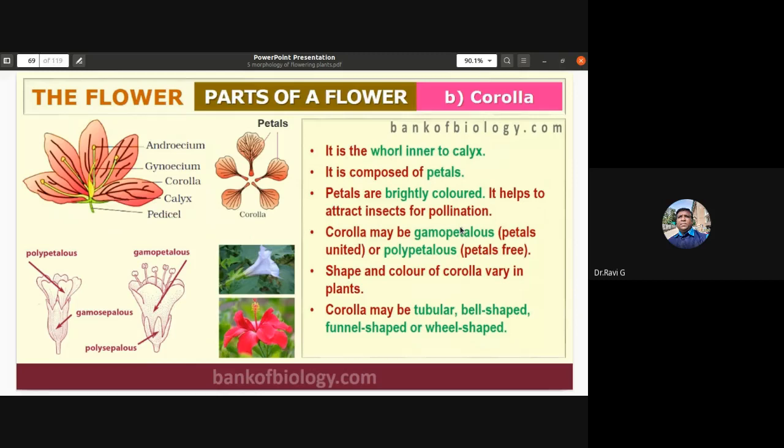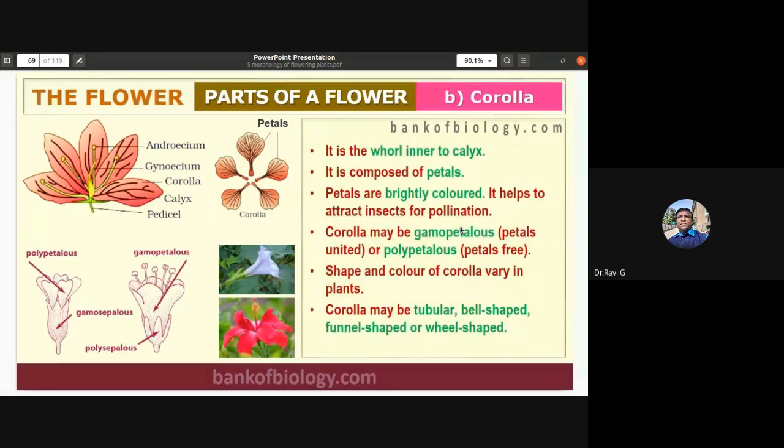Next is corolla. What is corolla? Corolla is a collection of petals. The individual unit of corolla is petal. That is how we define. If they ask you to define petal, petal is the individual unit of corolla. Define sepal: sepal is the individual unit of calyx. So you should be able to define that. Define corolla: corolla is collection of petals. Define calyx: it is collection of sepals. So you should use these terms.